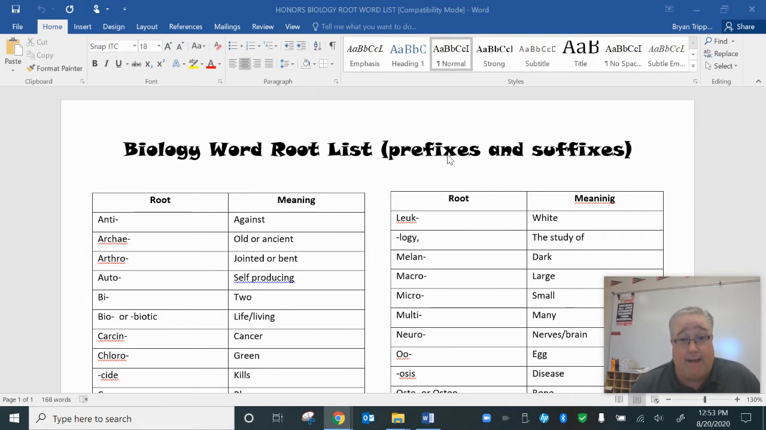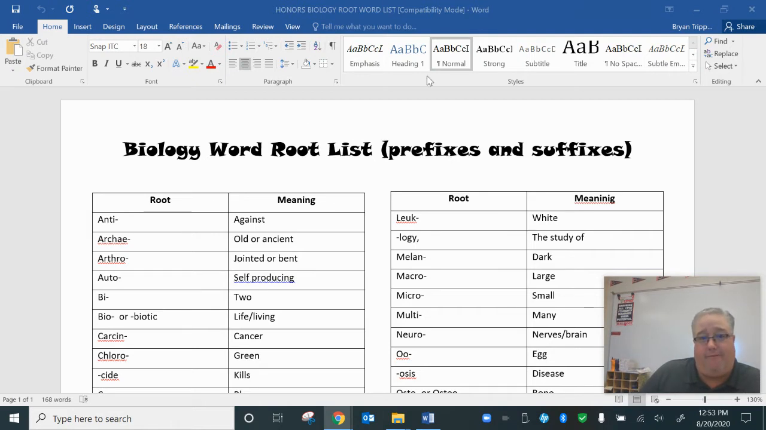And that's why I think learning a little bit about how to approach vocabulary is an important thing. And it doesn't just go for this class, it can go for English and history and any other class, I suppose, as well. But in biology, it's kind of a big deal.